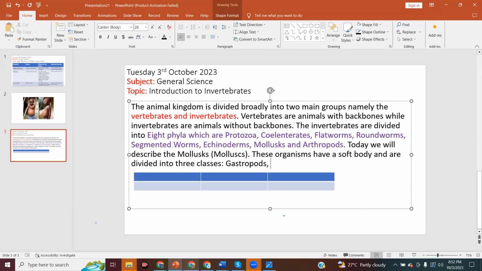How about the one with no visible shell? Gastropods, bivalves, and like a slug. Yes, like a slug. An octopus. An octopus. Okay. So cephalopods.